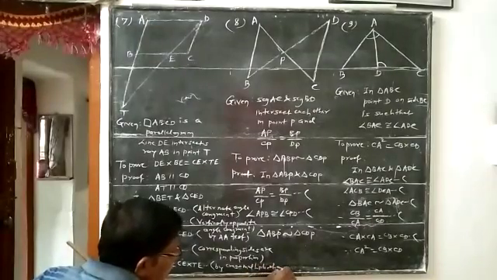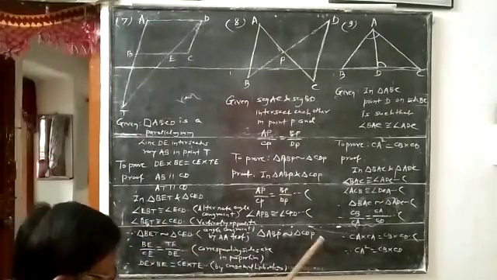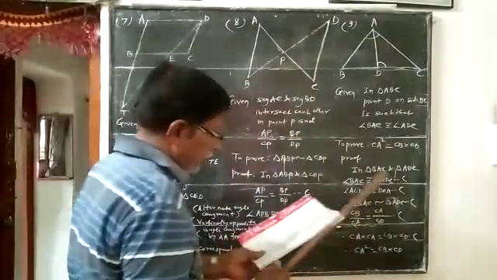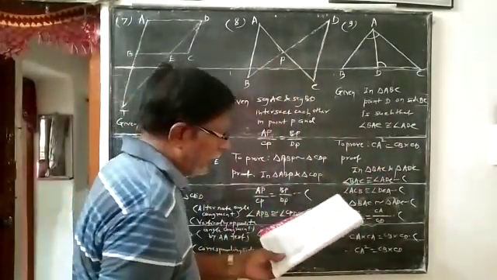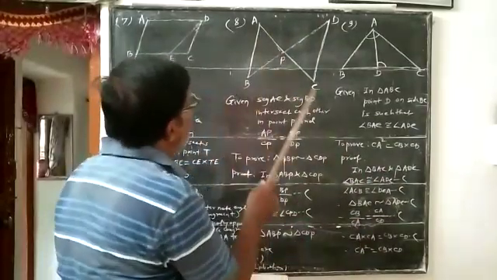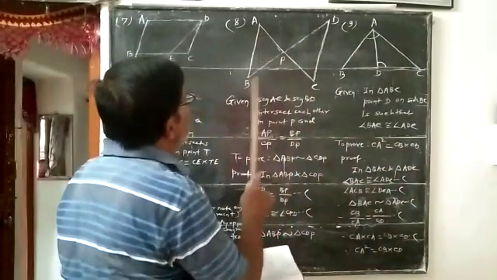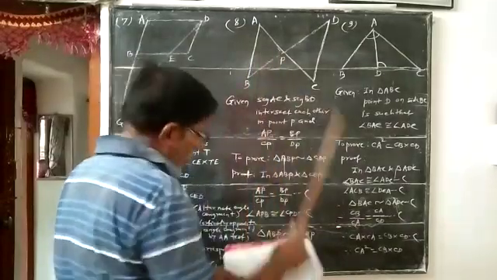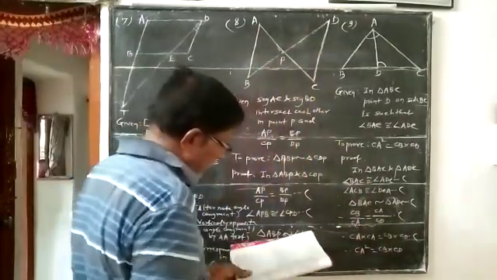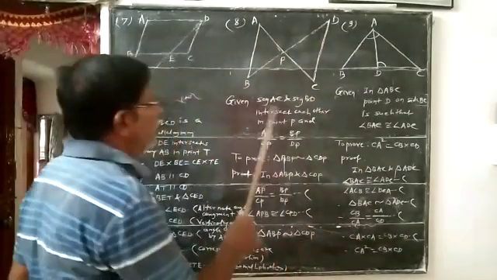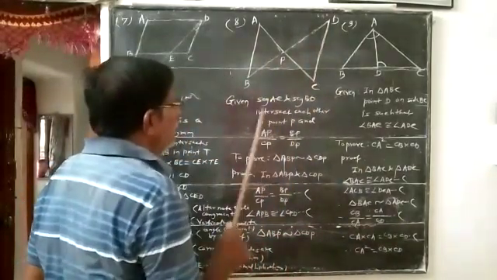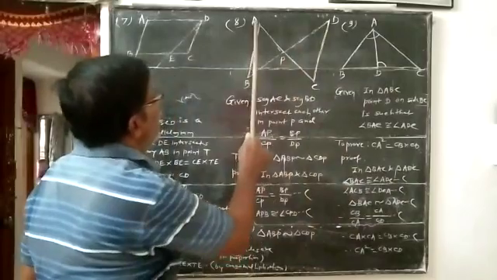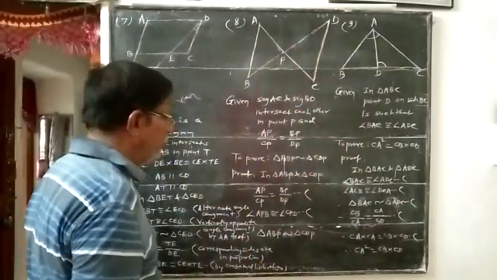So this is your example number 7. Then example number 8 is very easy. In the figure, segment AC and segment BD intersect each other at point P, and AP upon CP is equal to BP upon DP. These two ratios are equal. Then you have to show only that triangle ABP and triangle CDP are similar. We have to prove that.